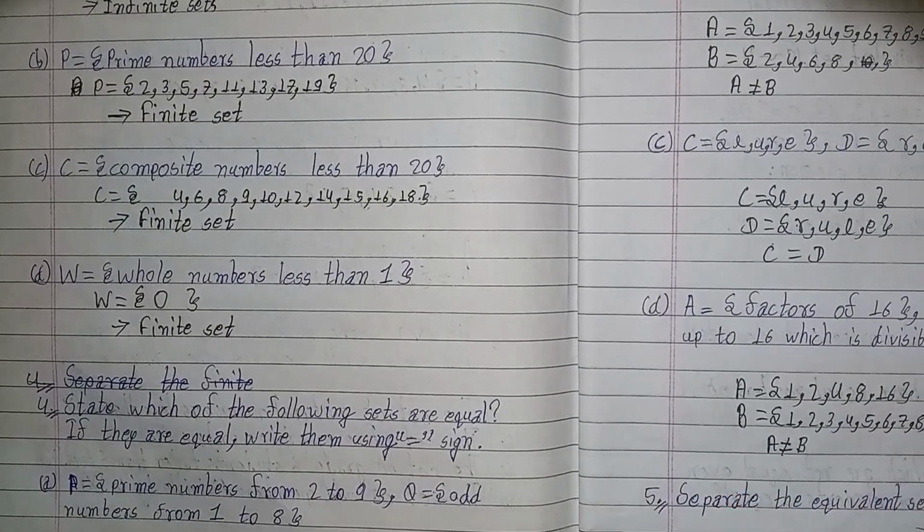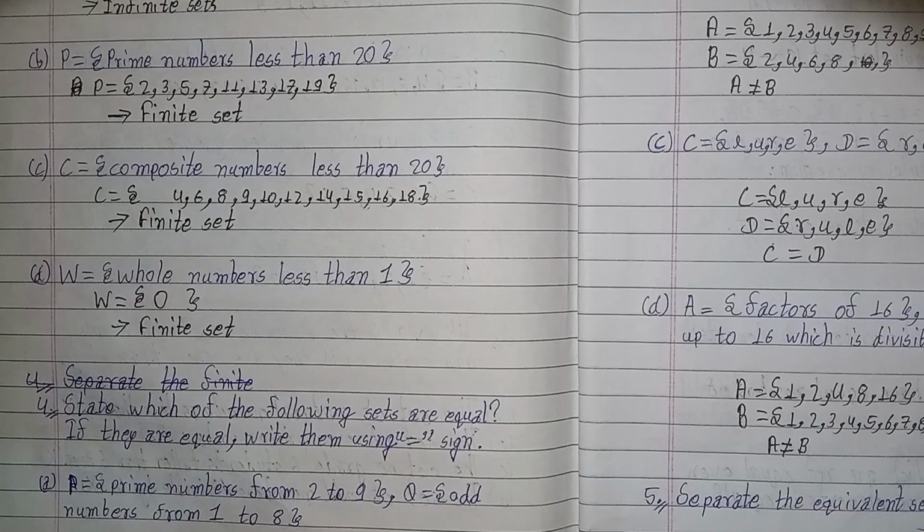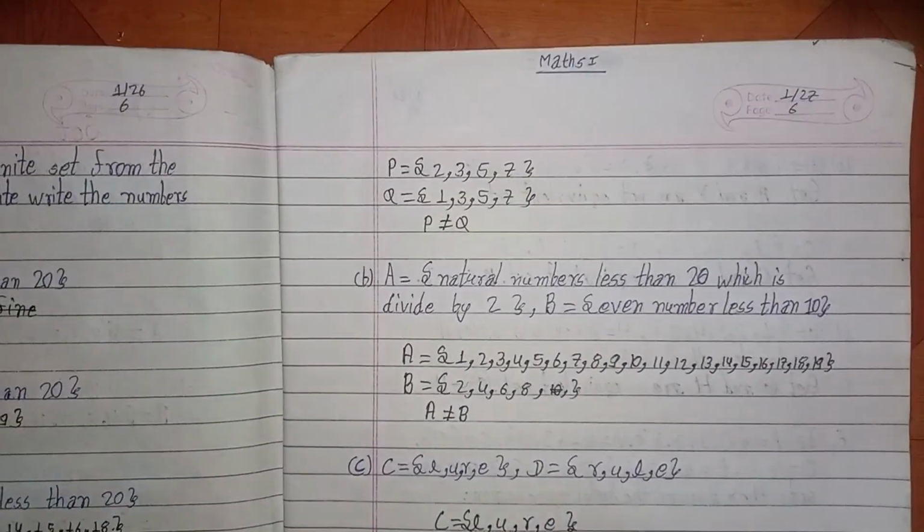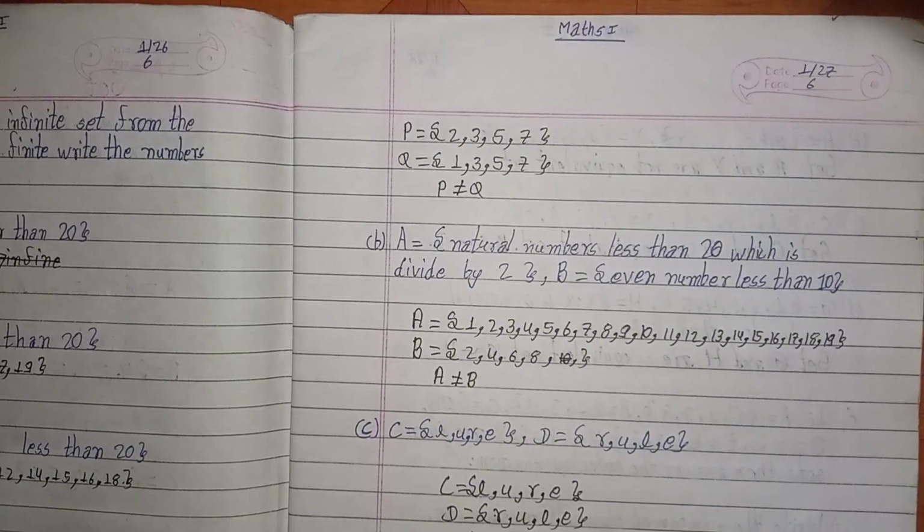Question four. State which of the following sets are equal. If they are equal, write them using the equal sign. P equals prime numbers from 2 to 9. Q equals odd numbers from 1 to 8. P equals 2, 3, 5, 7. Q equals 1, 3, 5, 7. P is not equal to Q.